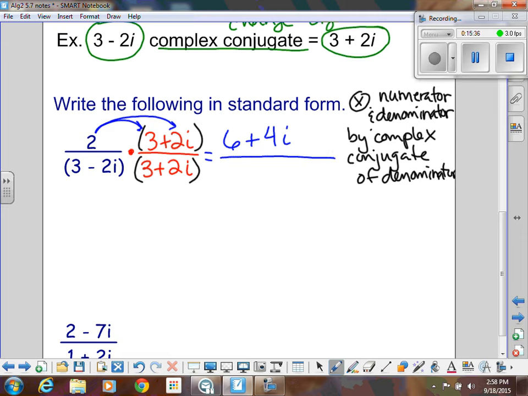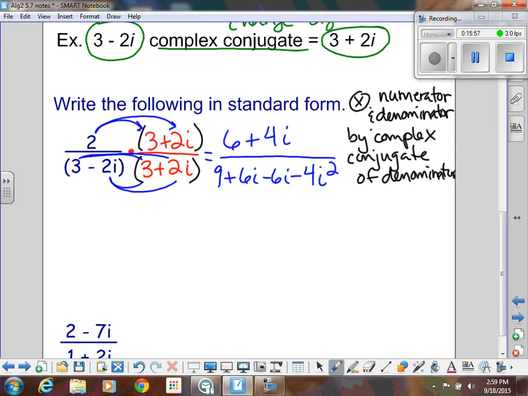In the denominator, I have to FOIL or distribute that out. So I'm doing 3 times 3 is 9. 3 times 2i is 6i. Then I have negative 2i times 3 is negative 6i. And then negative 2i times 2i is minus 4i squared.